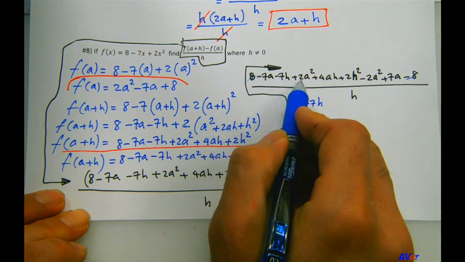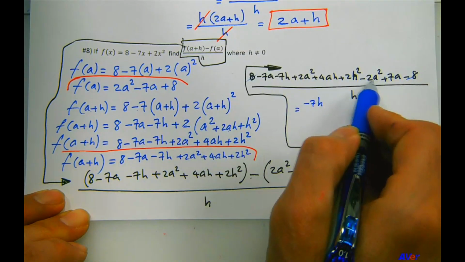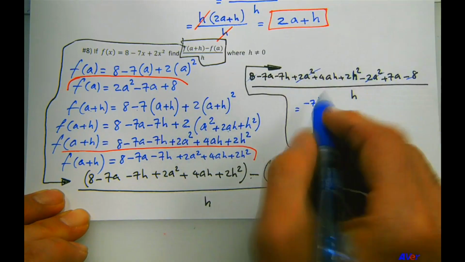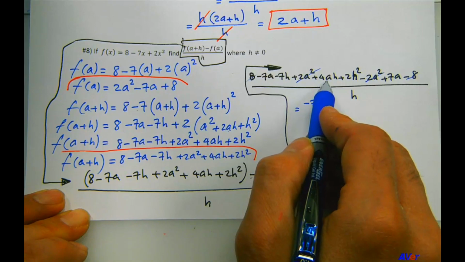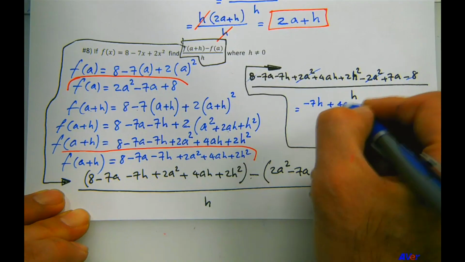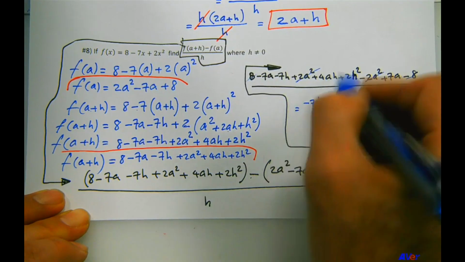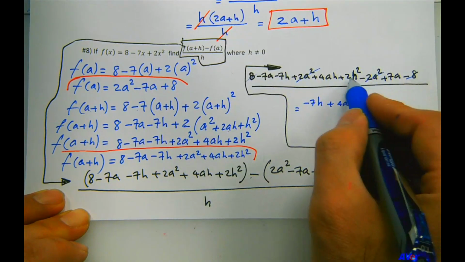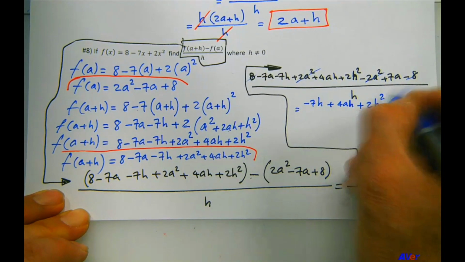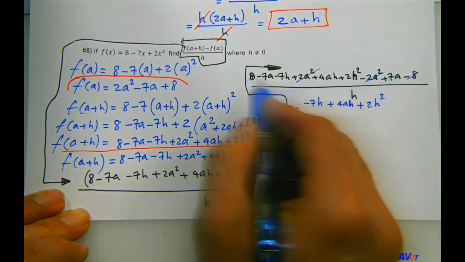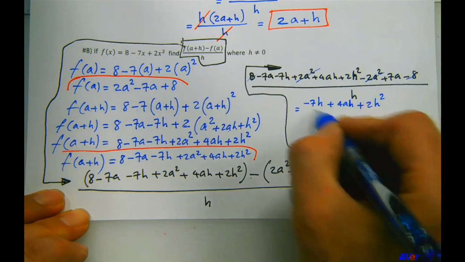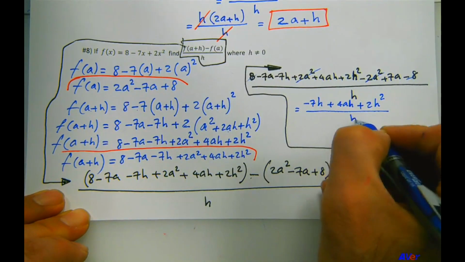How about 2a squared? Let's look. Right there, we have minus 2a squared, positive 2a squared. So these two add up to 0. How about ah? Are there any other ah terms? No. So we write down 4ah. Then how about any h squared terms? No. This is the only one. So plus 2h squared. And we already know that 7a and minus 7a and negative 8 and 8 have added up to 0. So that's that over h.